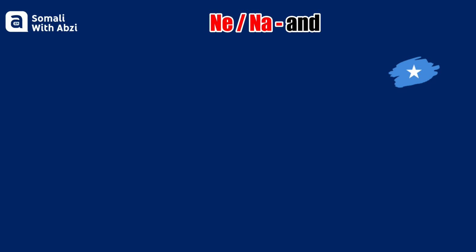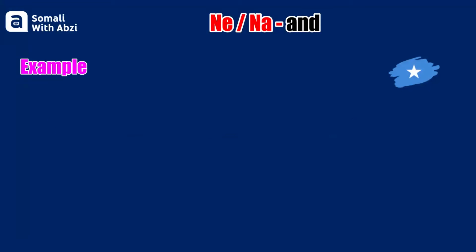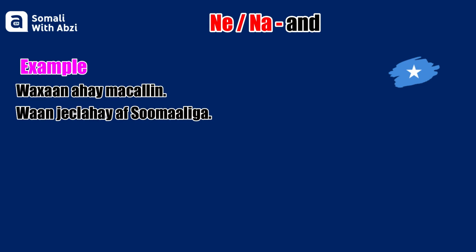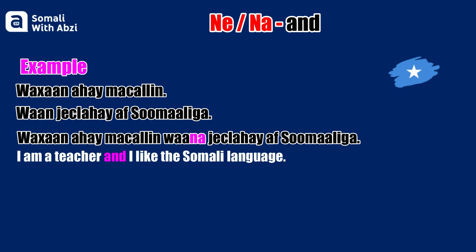We use "na" or "ne" when we join 2 separate sentences. For example, "waxaan ahay macallin, waan jeclahay Af-soomaaliga." We can join these sentences with "na" or "ne." We'll say, "waxaan ahay macallin, waana jeclahay Af-soomaaliga." That means I am a teacher and I like the Somali language.